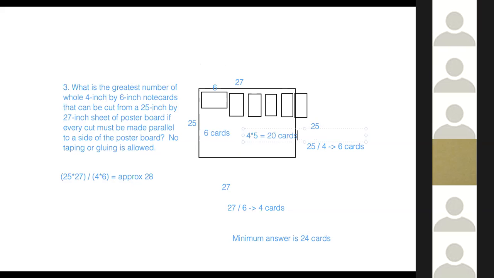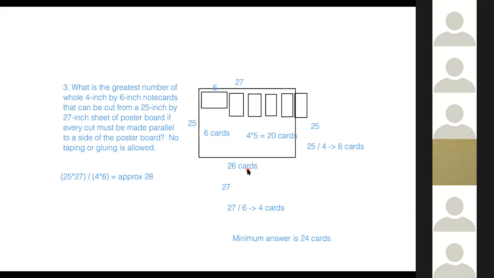So what am I getting total here? 26 cards. Good, 26 cards. So this is better, right? The first answer we had was 24. Now by arranging it in this way, we get 26. Okay, so the answer is actually this 26.